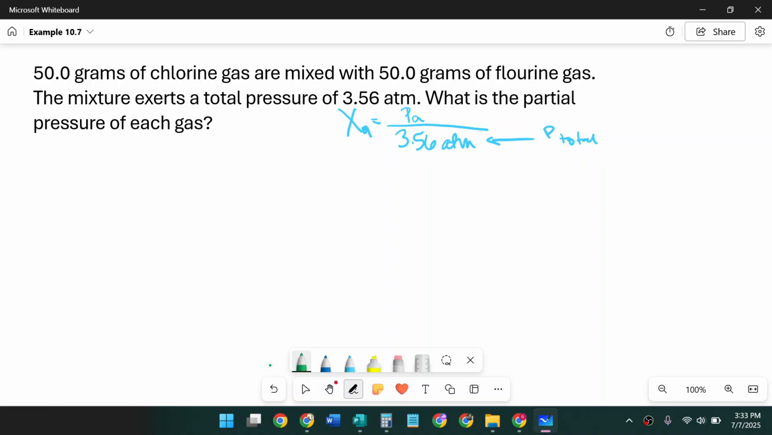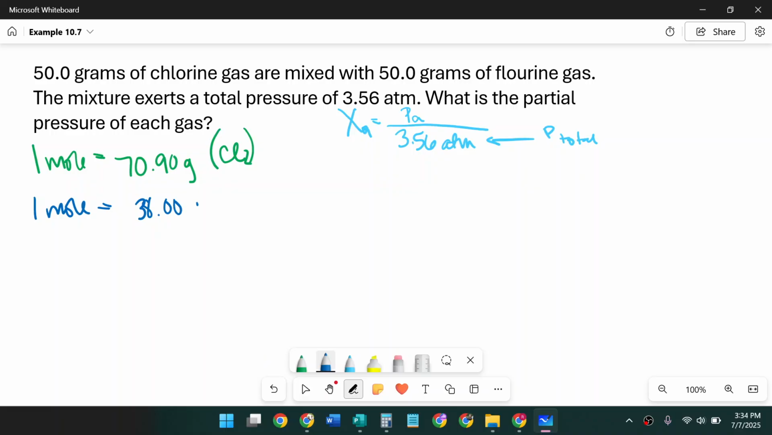So for chlorine gas, I should have gotten out my periodic table so I don't have to flip. For chlorine gas, the conversion rate is 1 mole is equal to 70.90 grams. This is for chlorine. And then for fluorine, 1 mole is equal to 38.00 grams.